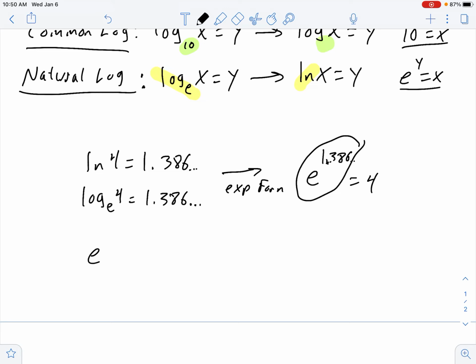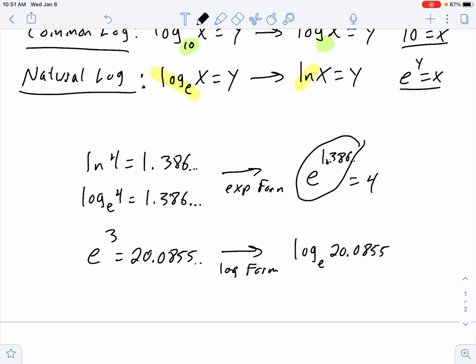Then let's go the other way. Let's say we have e to the third is equal to 20.0855, again with more digits going on there. The log form would be log to base e of 20.0855, which is equal to 3. But remember, you're not going to see it this way, so we say ln of 20.0855 is equal to 3. Again, you really won't see a log to base e. I can almost guarantee you it's going to be written as ln.